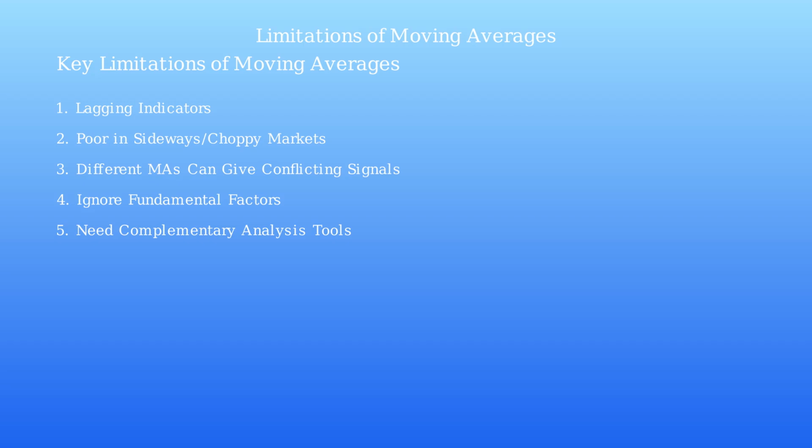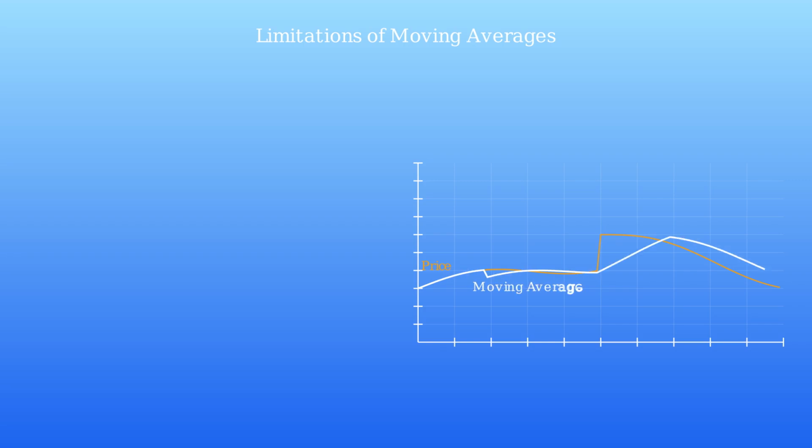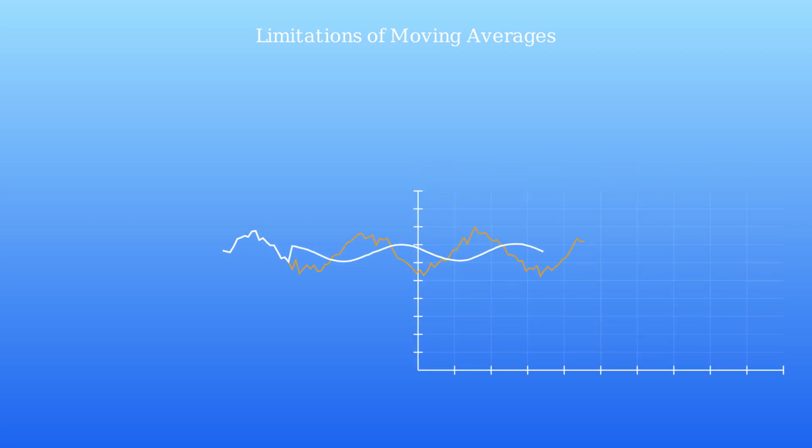While moving averages are useful technical indicators, traders should be aware of their limitations. There are 5 key limitations to consider when using moving averages in your trading strategy. First, moving averages are lagging indicators based on past prices, making them slow to respond to rapid market changes. Second, moving averages work best in trending markets, but can generate frequent false signals in sideways or choppy markets.